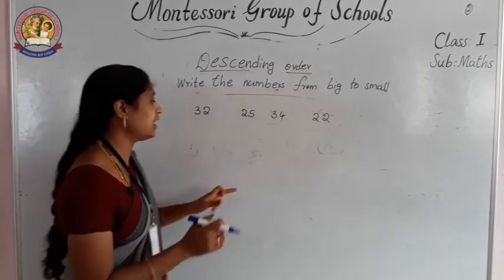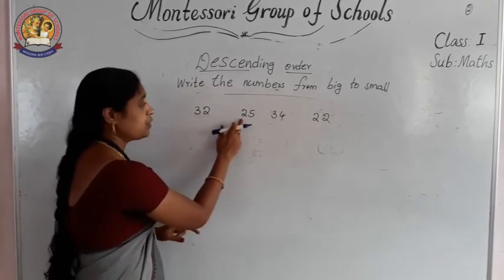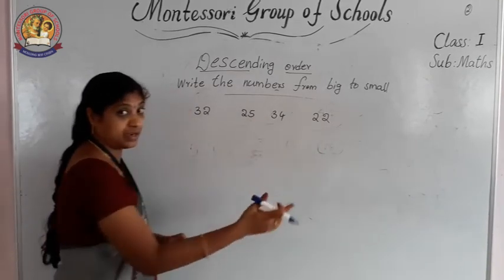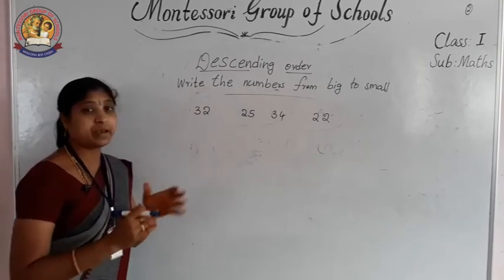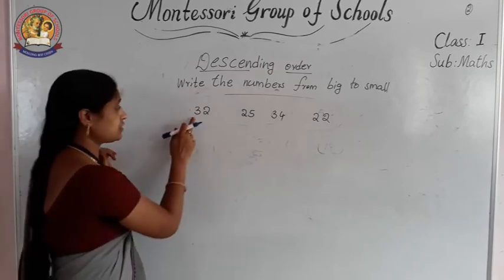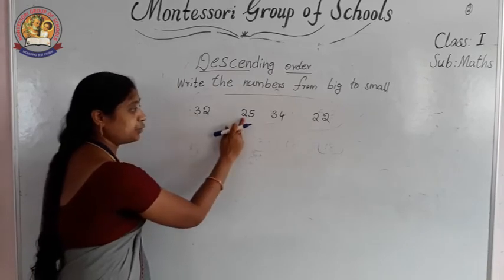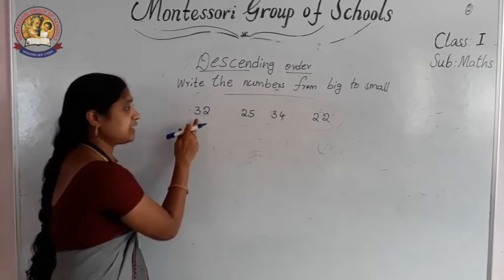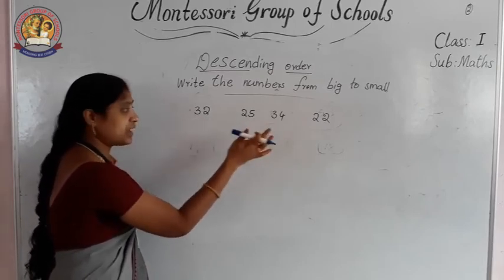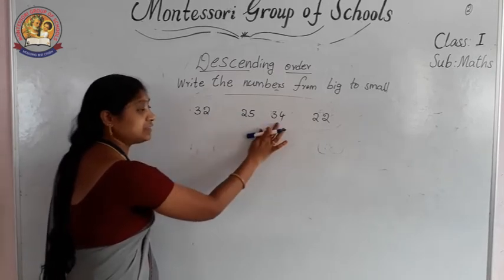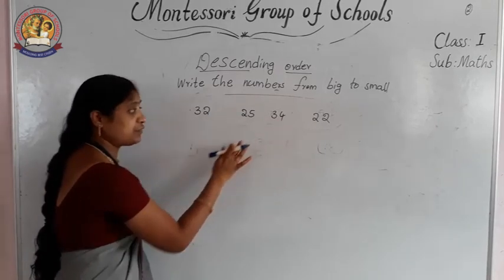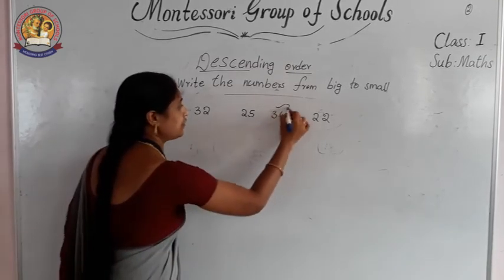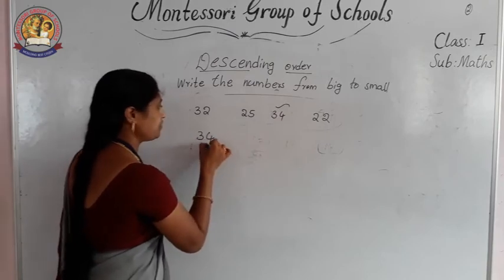First select, see here, 32, 25, 34, 22. See here, in these numbers, which one is the big? First you see the first digit. Here 3, 2, 3, 2. In first digits, how is it? Same. Same means go to the next number. Here 32 and 34. Which is the bigger? Yeah, 34. Right here, 34.